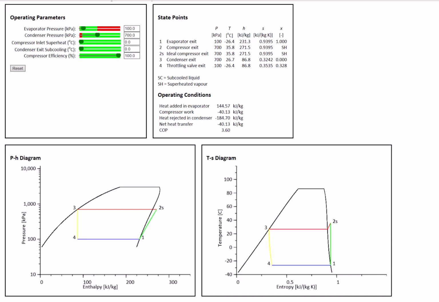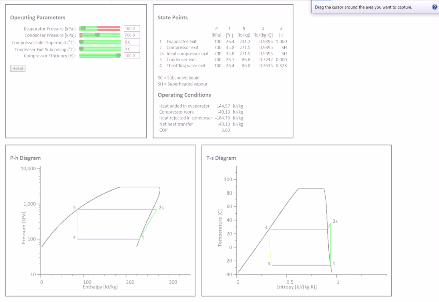Now we're going to look at the effect of compressor inlet superheat and condenser exit subcooling. First of all, compressor inlet superheat by default is set at 0, so the inlet of the compressor is right here on the saturated vapor line. You can see that both in the pH diagram and over here on the TS diagram. So again, we'll take a little screenshot of our state points and operating conditions just so we can see the effect of the changes we're making.